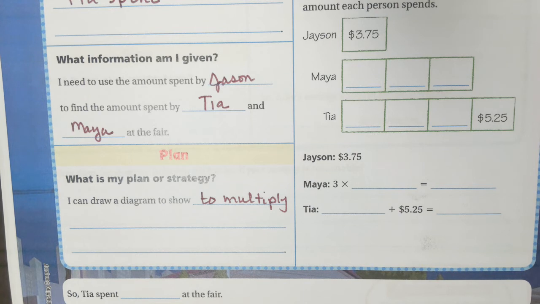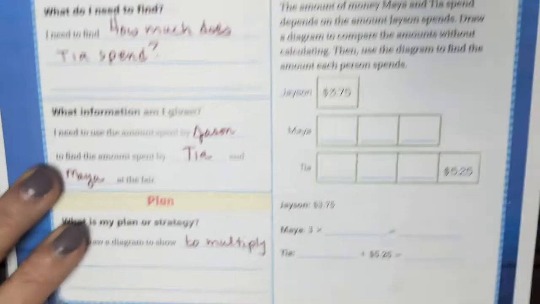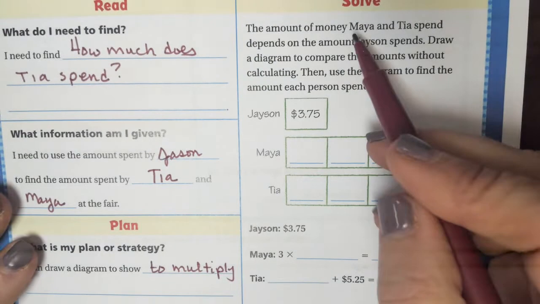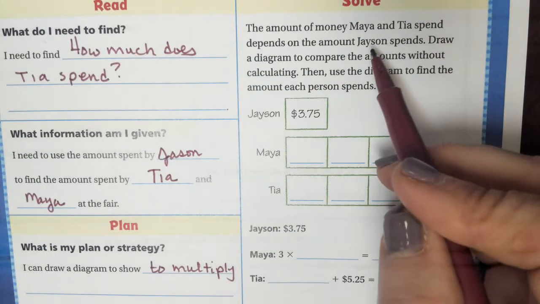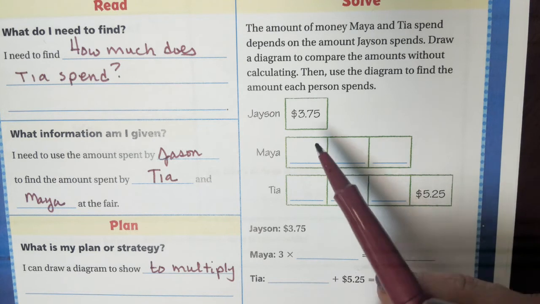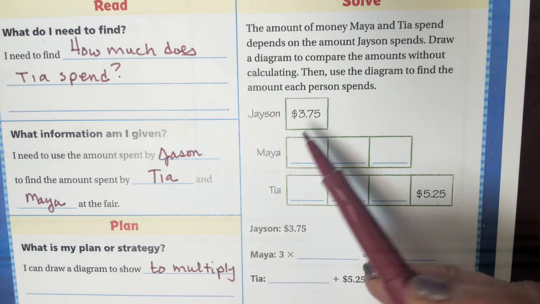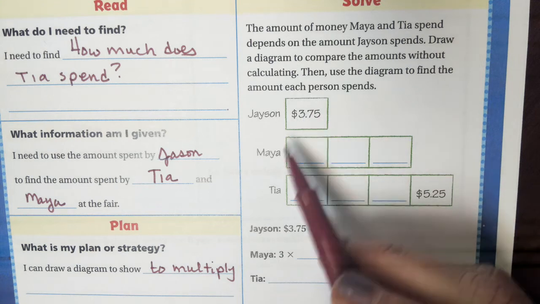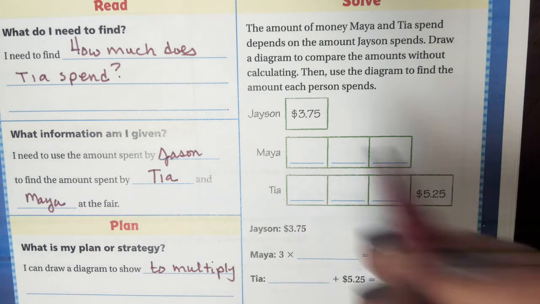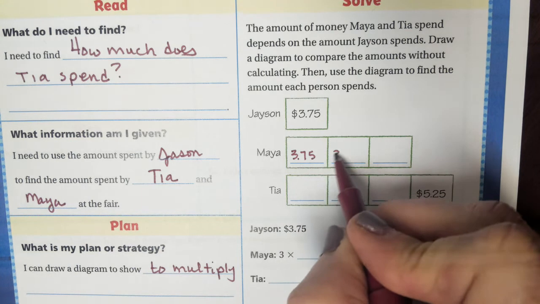Okay, we're going to go over here to our strip diagram. They've already kind of started it in place for us. The amount of money Maya and Tia spent depends on the amount that Jason spends. Here they've drawn a strip diagram for us. They've got Jason. He's our key that everything comes from. Okay, so Maya's going to spend 3 times as much as Jason. So I'm going to put $3.75 in each one of those blanks.